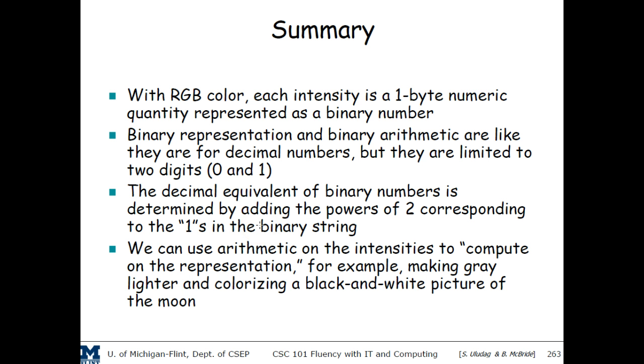So in summary, for red, green, and blue colors, each intensity is a 1-byte numeric quantity represented as a binary number. Binary representations in binary arithmetic are like they are for decimal numbers, but they're limited to the 2 digits of 0 and 1. The decimal equivalent of binary numbers is determined by adding the powers of 2 corresponding to the ones in the binary string. We can use arithmetic on the intensities to compute on the representation, for example, making gray lighter and colorizing a black and white picture of the moon.